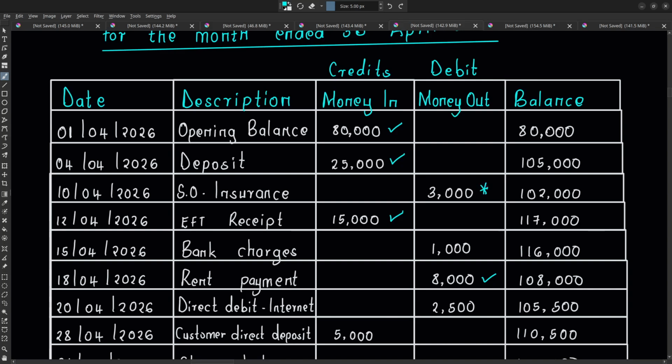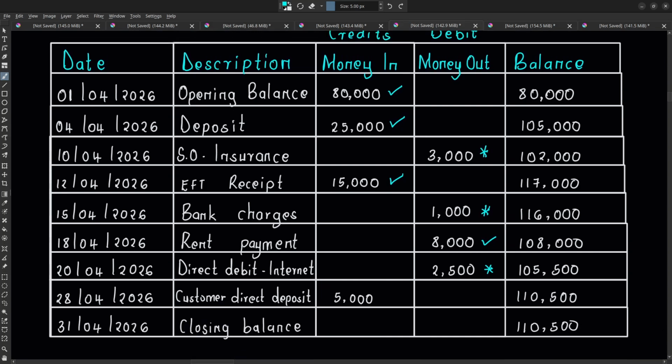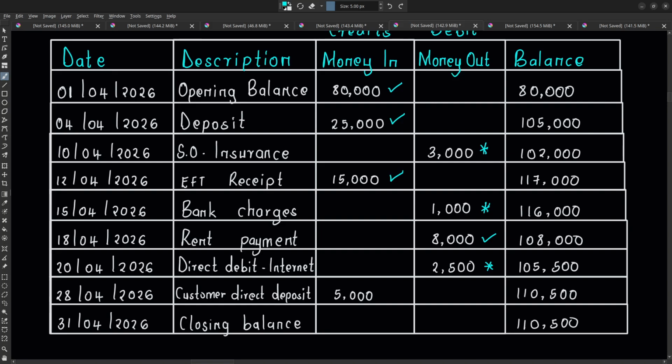This is a standing order insurance cost. We cannot trace 1,000, which is a bank charge, and we cannot trace direct debit internet cost. Okay, we also cannot trace a customer direct deposit. So we start by asking ourselves, what is happening?